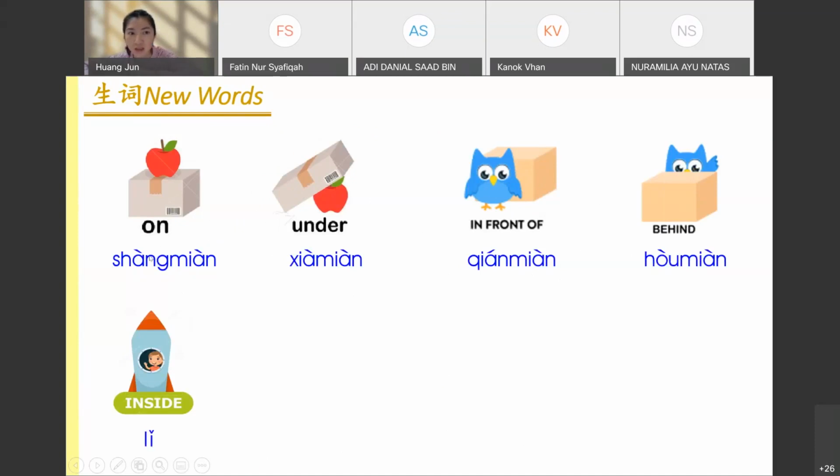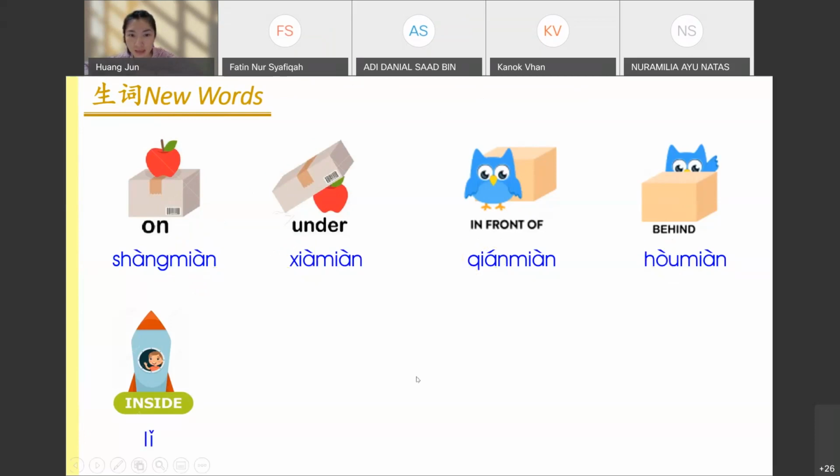Make sure you remember 上面, 下面, 前面, 后面. They all contain the same Chinese character. They all contain the word 面. We can also see the short forms 上, 下, 前 and 后. This is the short form. So 上下前后 can also be used as the short form to say on, under, in front, or behind. So make sure you remember clearly.